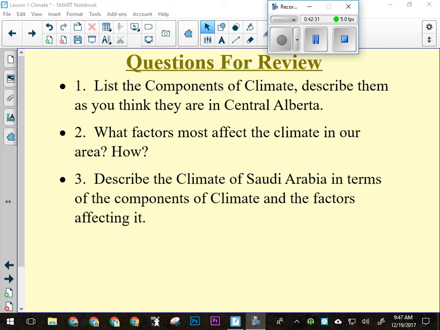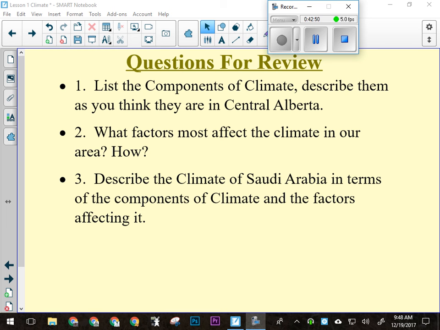All right, and then lastly, light. Could we also say seasonal? Yeah, it varies with the season because of latitude. Days can be very short in the winter and very long in the summer. But sunlight is obviously never really intense because of how far from the equator we are.